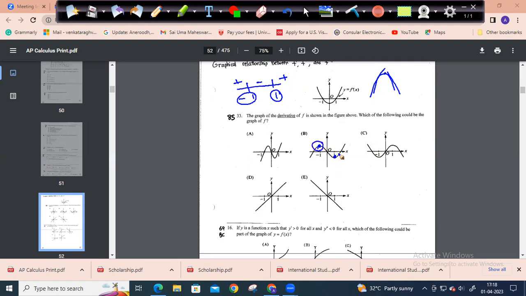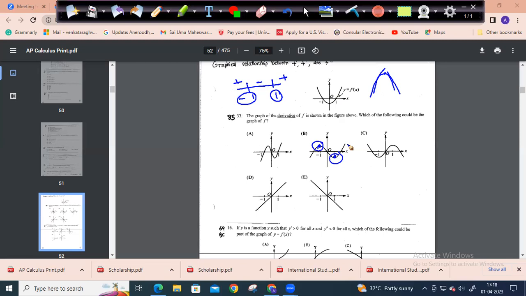The only function where I have -1 local maxima and 1 local minima is option B, B for Bangalore. Hence, I should blindly answer B for Bangalore. See how simple the questions are. They gave the f dash x graph and they're asking for the f of x graph. So if you know what f dash x represents, you can easily solve for f of x. So the answer is blindly B for Bangalore.